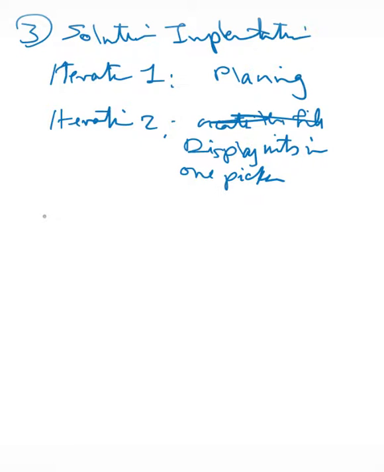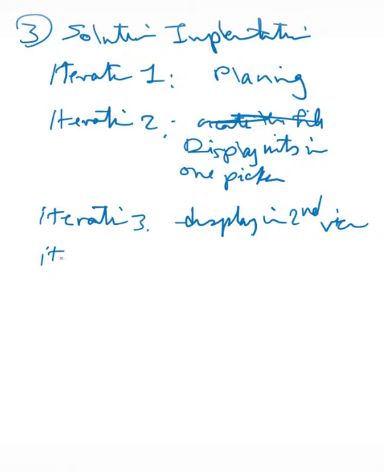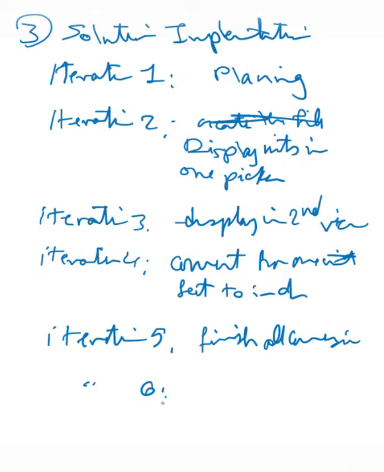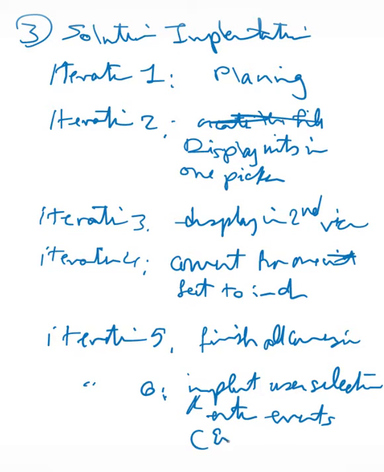Then once we display the units in one picker view, we can say iteration 3 will be to display in the second picker view, and then in iteration 4 we want to convert from one unit, maybe from feet to inch. Just implement a conversion from just feet to inch. And then in iteration 5, we finish all conversions. And then in iteration 6, we'll implement user selection and enter events. And that will be an extra credit, that last iteration.